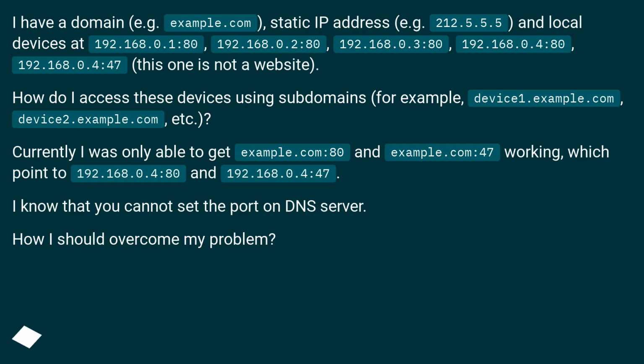How do I access these devices using subdomains, for example, device1.example.com, device2.example.com, etc.? Currently I was only able to get example.com:80 and example.com:47 working, which point to 192.168.0.4:80 and 192.168.0.4:47. I know that you cannot set the port on DNS server. How should I overcome my problem?